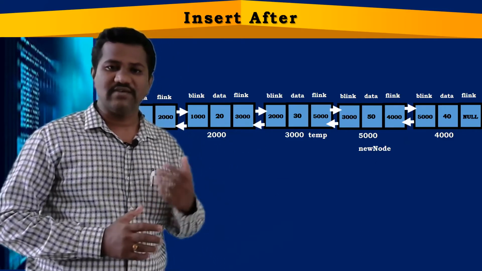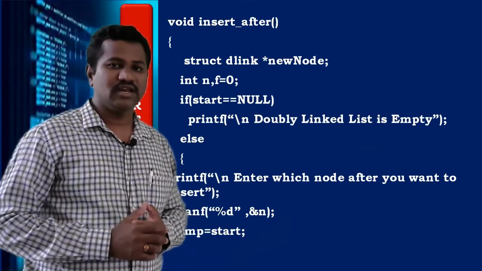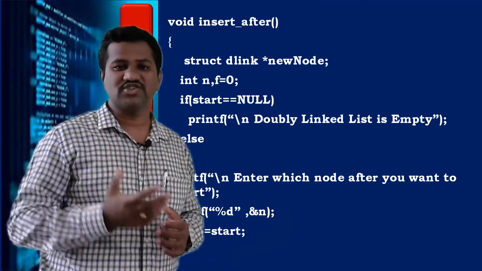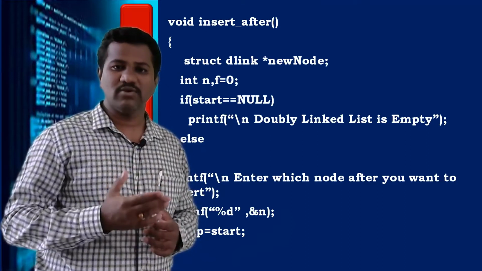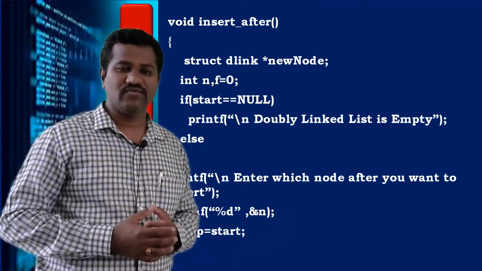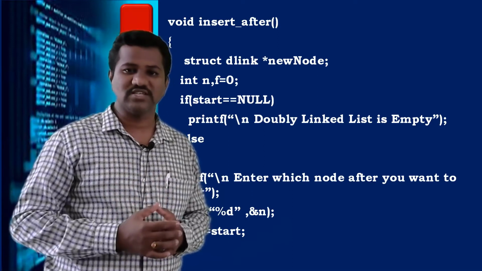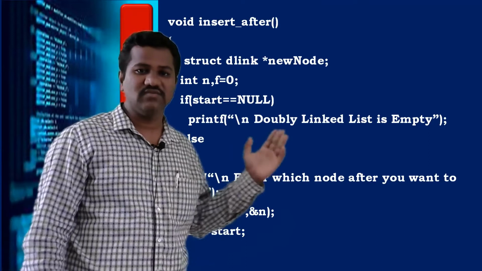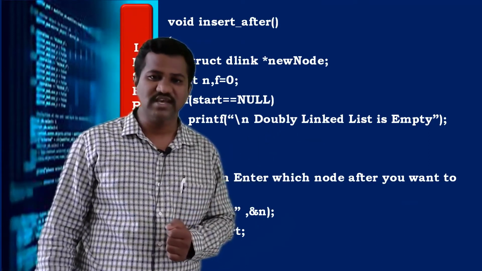Right? So let's have a look at the coding part. Here, in the insert_after function, we are declaring one structure pointer, new node, taking some variable called n, and then a variable f, which we are initializing to 0. Then we take start. If start contains null, we give a message that the double linked list is empty.